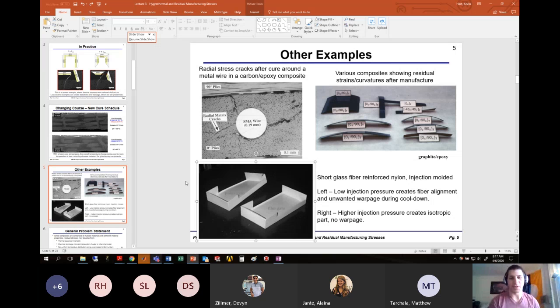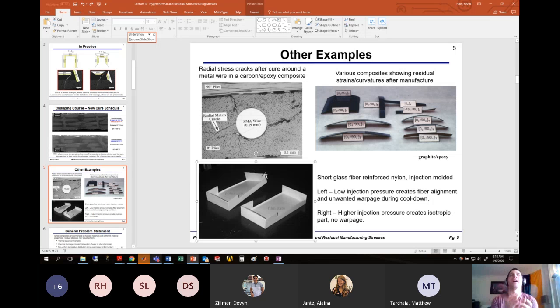Down here, this is also an interesting one too. This is a nylon reinforced glass fiber. I don't know what you want to call this, but a basin. This thing was injection molded, and there's 2 injection molding conditions here. So the resin is a short fiber reinforced nylon. All right. So injection mold your short fiber reinforced nylon. If you don't have enough pressure, what happens is you get a piece that looks like this.